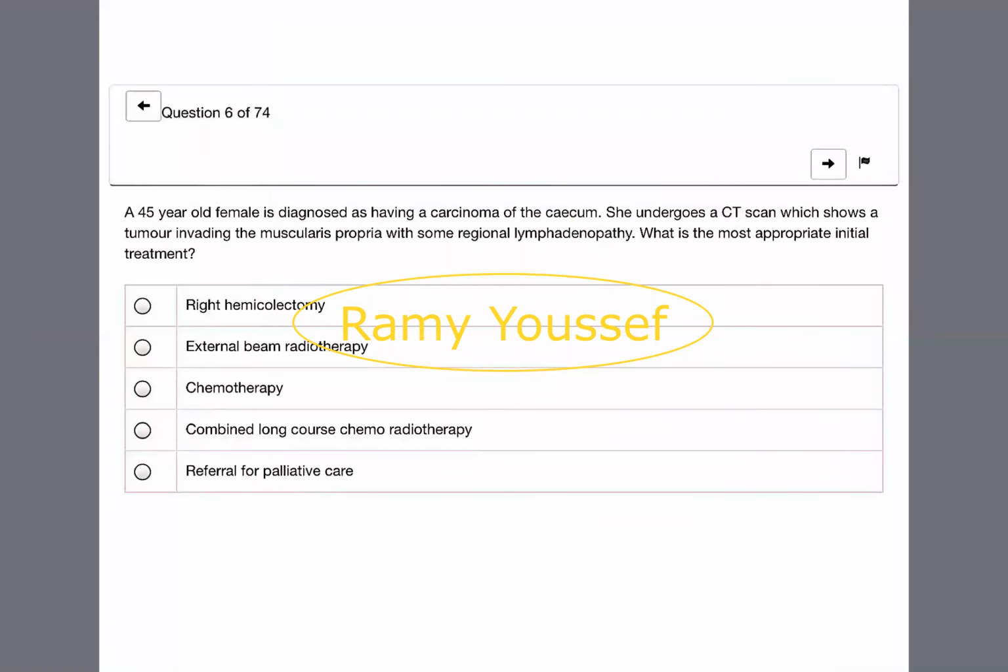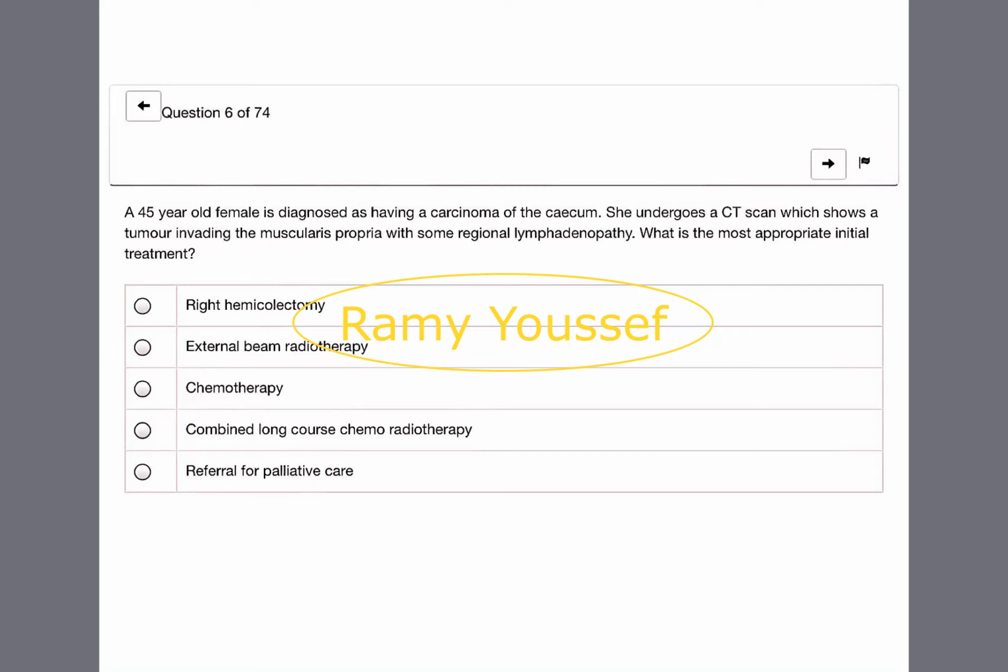Next question. Who's there? Dr. Duffer. Yes. A 45 years old female is diagnosed with carcinoma of the cecum. She undergoes CT scan, which shows a tumor invading the muscularis propria and some regional lymph nodes. What is the most appropriate initial treatment? Right hemicolectomy, external beam radiotherapy, chemotherapy, a long course of chemoradiotherapy, or referral for palliative surgery? I choose the right hemicolectomy.